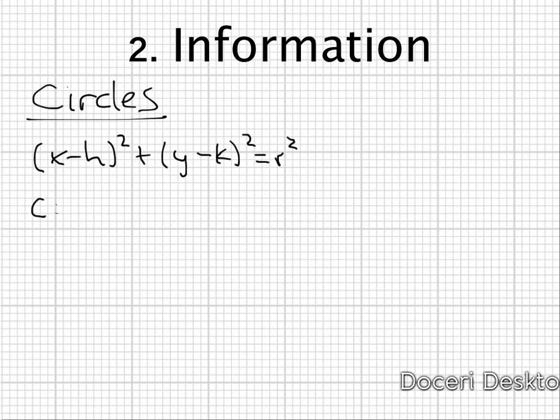So again, the center is h, k. But this time, because the distance is the same from one point on my circle to the center of my circle, I just have my radius. So r is the radius of your circle. And that's all you really need to know for a circle in terms of the equation. If you're wanting to graph it, the easiest way to do this is to put it in this form by completing the square, and then square rooting the r squared to get your radius. And then you've got your h and your k and your radius, and it's really easy to graph.